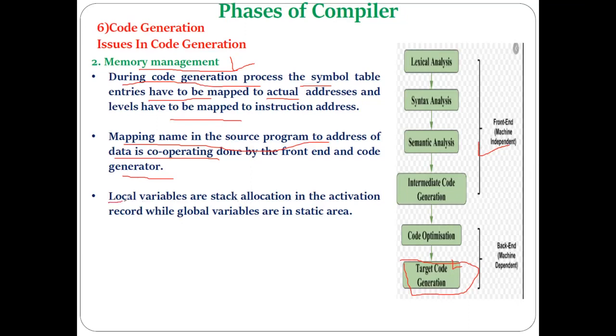For example, here I have mentioned, if there are some local variables present in your program, stack allocation is done for them. If there are some global variables, then static area memory is allocated for those global variables. So depending on the type of variables available, the type of functions you are utilizing in the program, and the different structures you are utilizing in the program, memory has to be allocated accordingly. That is nothing but the second issue in the code generation phase, that is the memory management.